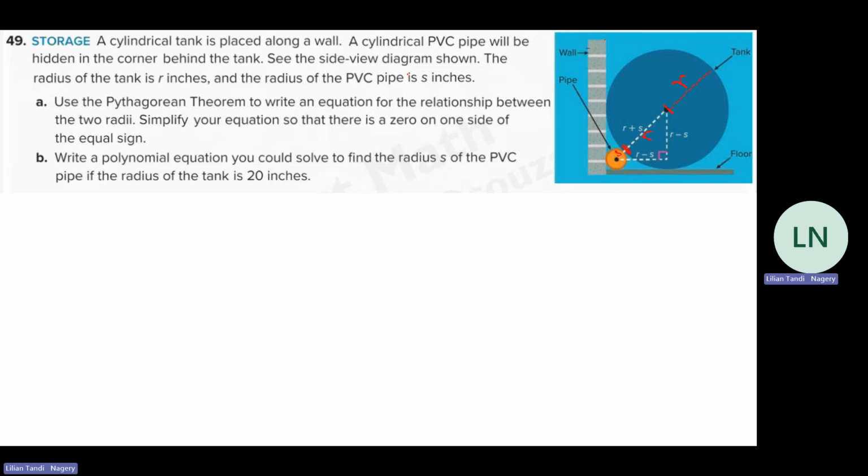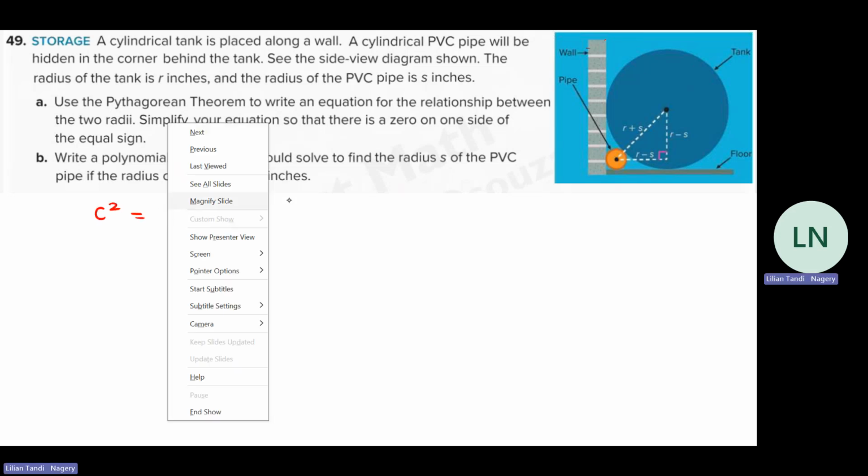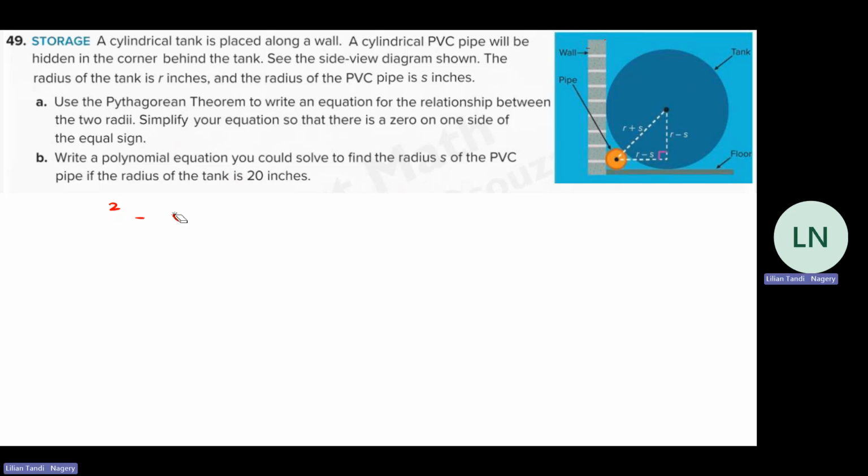This is supposed to be in lesson 3. Okay, let's continue. The radius of the tank is r inches and the radius of the PVC pipe is s inches. Use the Pythagorean theorem to write an equation for the relationship between the two radii. Simplify your equation so that there is a 0 on one side of the equal sign.